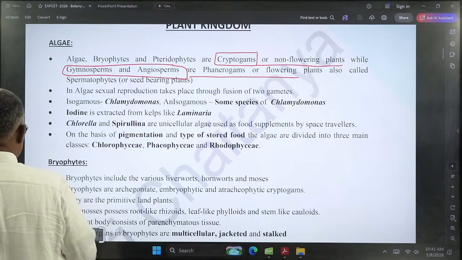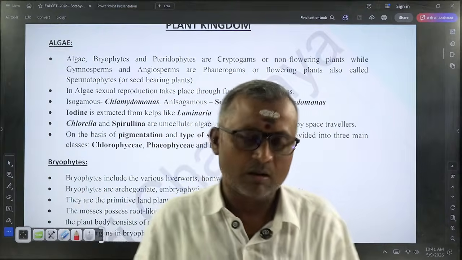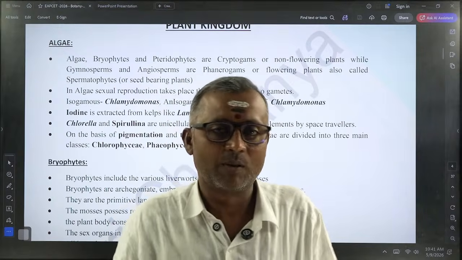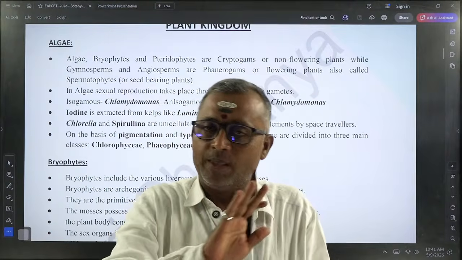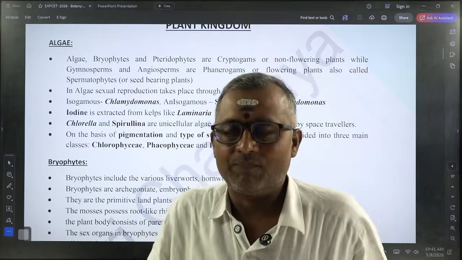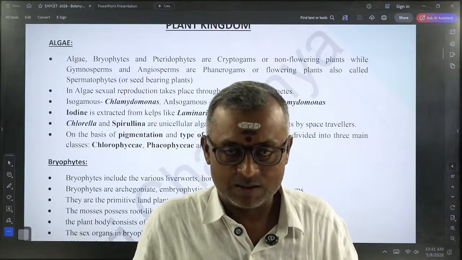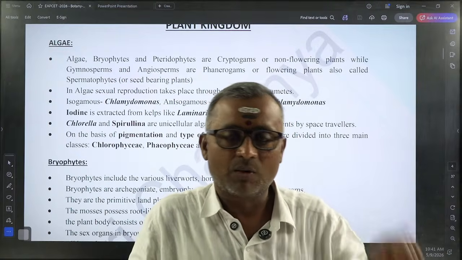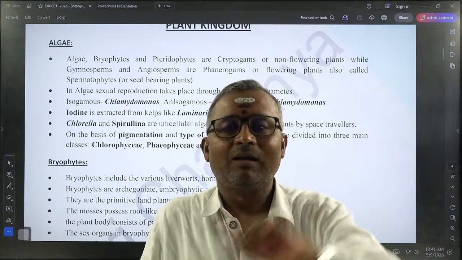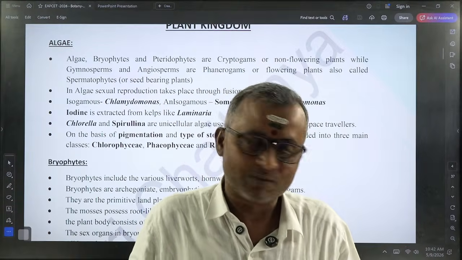Now, the most important thing is, in algae, the sex organs of sexual reproduction are called gametangia. These gametangia are unicellular. This you have to remember. Unicellular gametangia, they don't have any jacket. Exceptionally, Chara and some other algae have multicellular sex organs. Most of the algae have unicellular sex organs that are not covered by any jacket or protective layer. But exceptionally, some algae like Chara and others have multicellular sex organs, and they also have a jacket. This is very, very important.